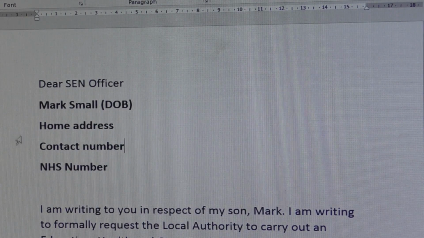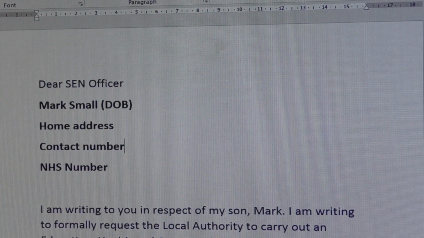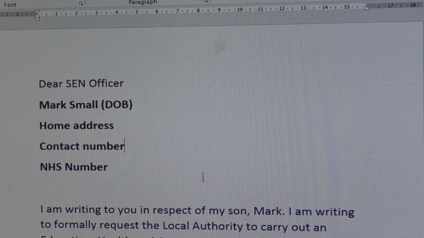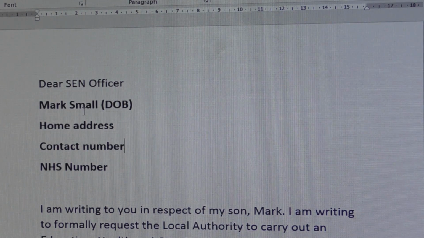What we want to do with this letter is make it easy for the local authority to say, yes, we're going to carry out an assessment. And in my experience, a lot of requests are refused because they don't have sufficient information in that 6-week period. And a hell of a lot of time is wasted. So hopefully this will help.